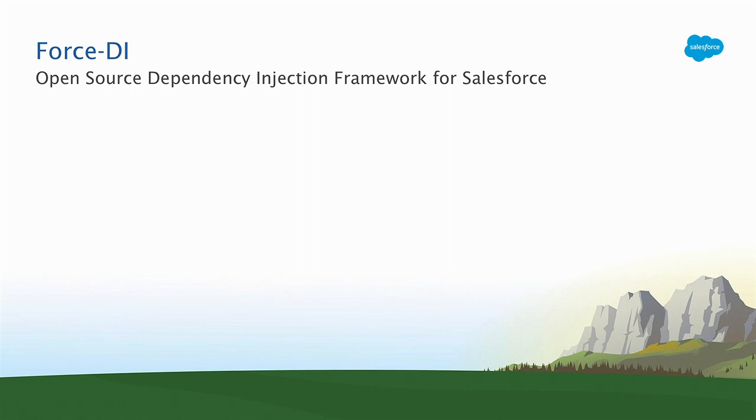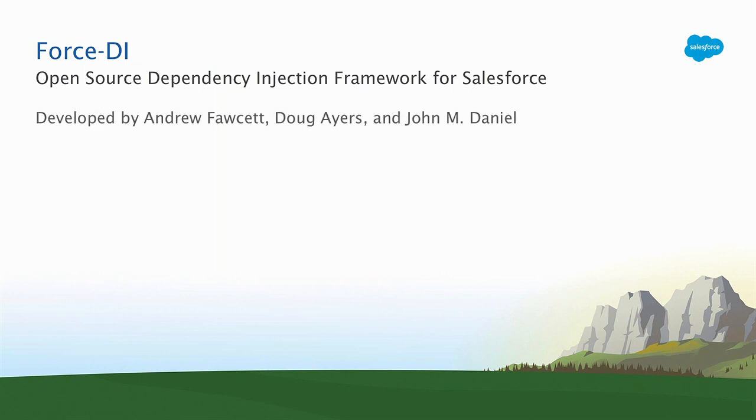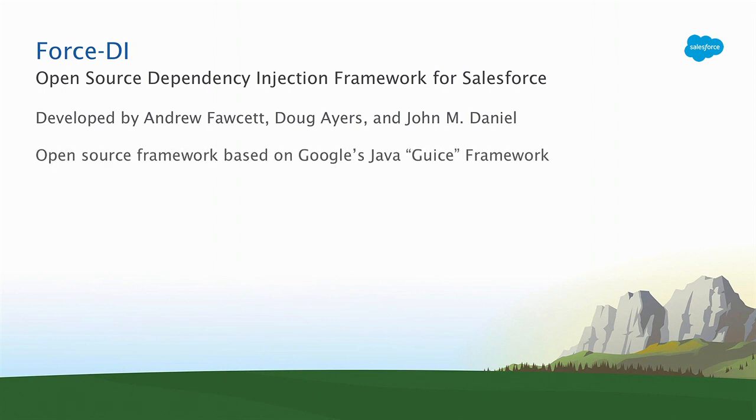Over the summer, Andy Fawcett, who is the VP of Engineering at Salesforce, decided to go out and start making an open source framework. He's talked about it quite a bit. So Andy Fawcett, Doug Ayers, who's another person who works at Salesforce for Trailhead enablement, and then myself developed this framework. It's based on Google's Java Guice framework, so it has got a lot of road mileage and thought process already built into it.